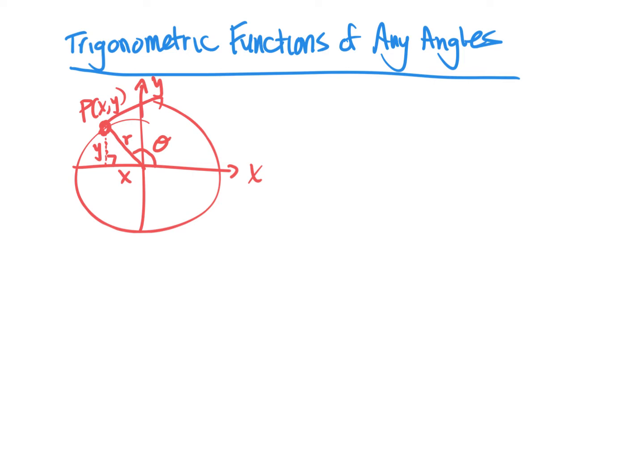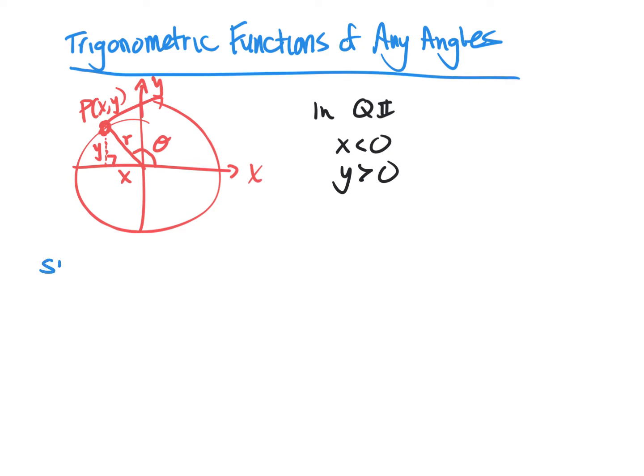Now, since we're in quadrant 2, we know that in quadrant 2, our values for x are going to be negative, and the value for y is positive. So we're going in a negative direction for x, but positive for y.